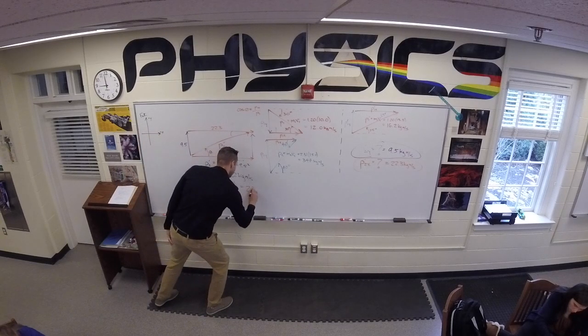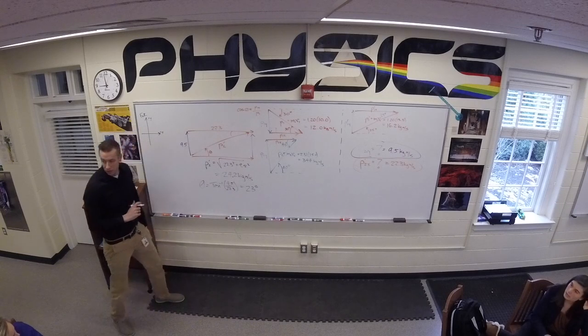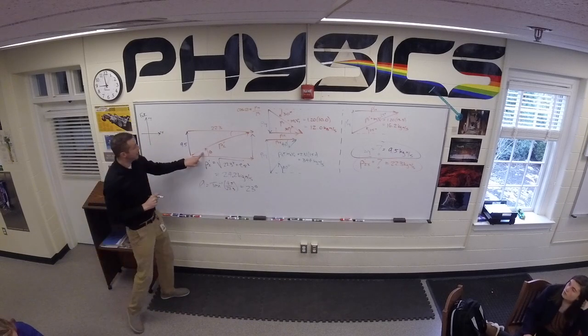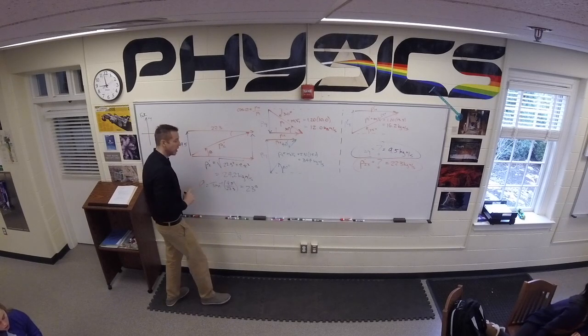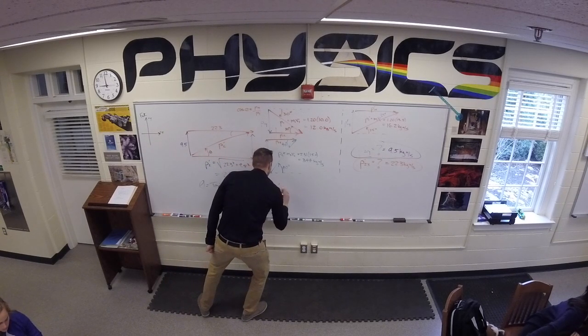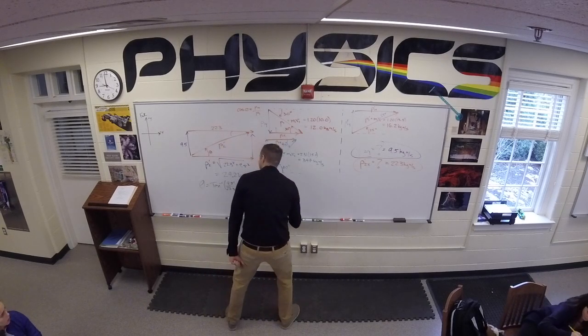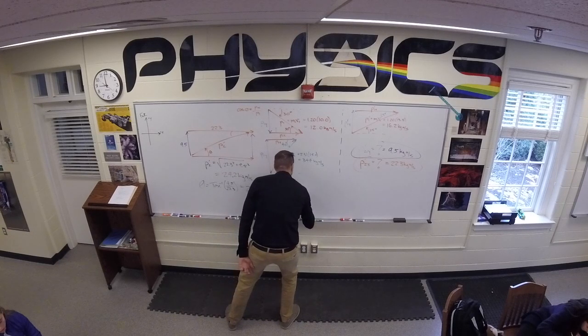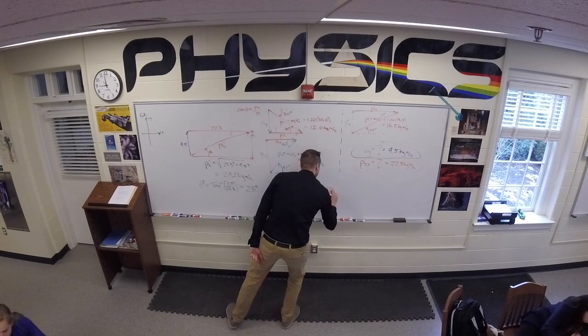And so theta is what? 23 degrees. So P2 prime, this is theta. So my final answer is P2 prime equals... very good, it's not the final answer. It's 24.2 kilogram meters per second at 23 degrees.